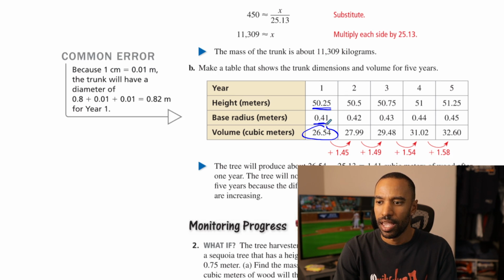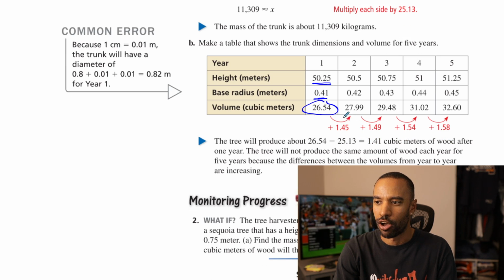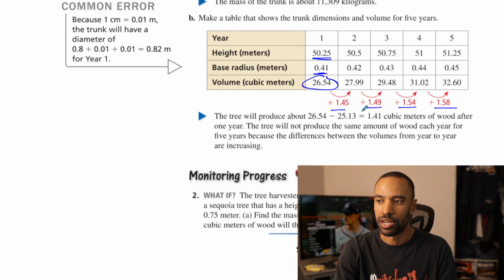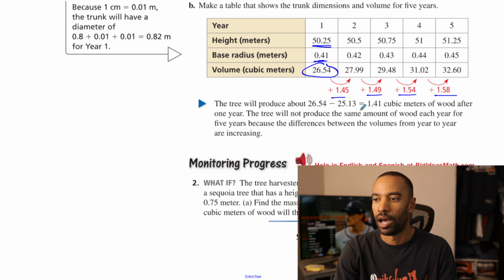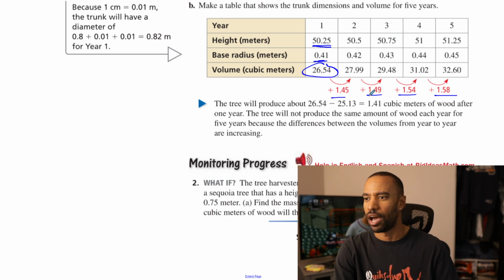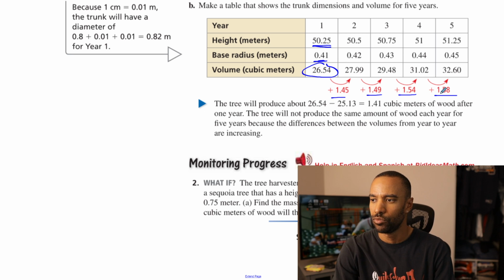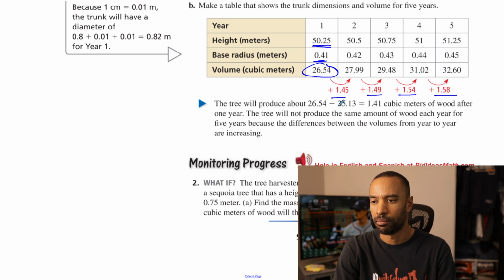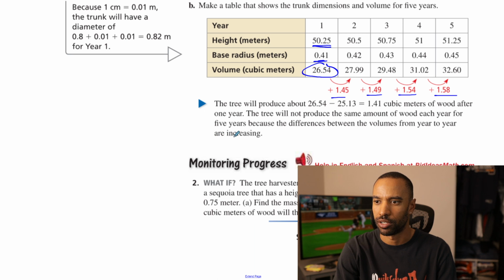You see it there. And then it looks like as they computed more volume here, it shows how you're adding different amounts each time. Therefore, there is not the same amount of wood constantly added year after year, because they do the same thing, another 0.25, another 0.01, another 0.25, another 0.01, etc. And it looks like you're adding more than you did the previous time. So the tree will not produce the same amount of wood each year for 5 years because the differences in volume from year to year are increasing.